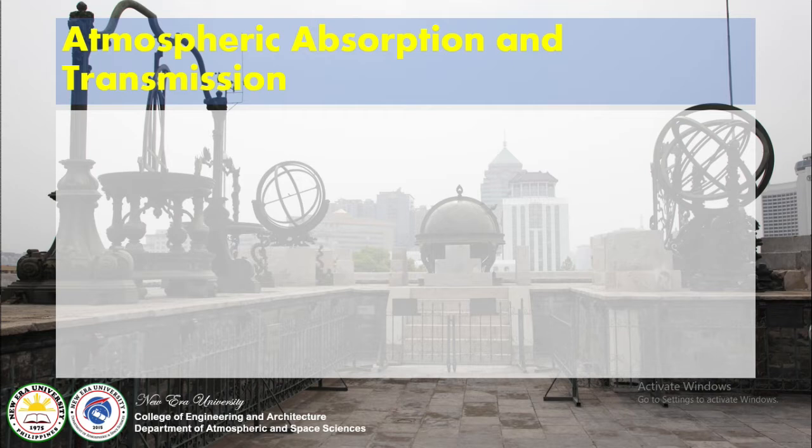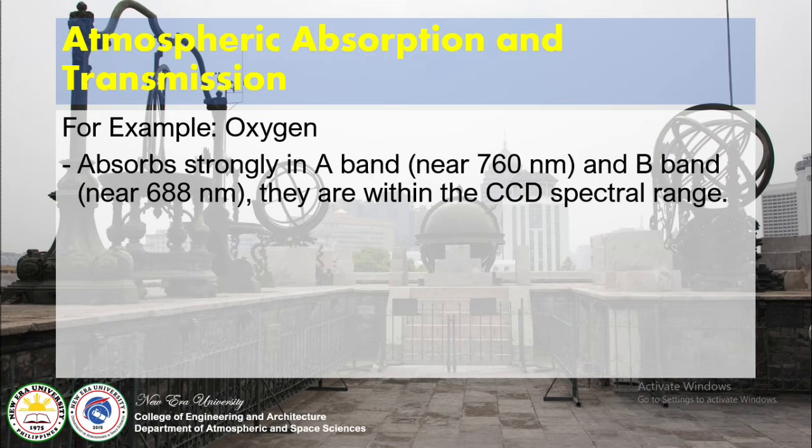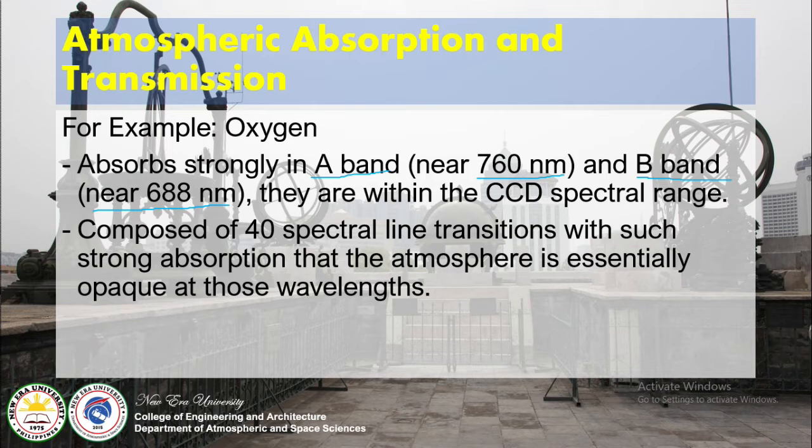Now, what are the particles that affect atmospheric absorption and transmission? For example, oxygen. Oxygen absorbs strongly in the A band, which is near 760 nanometers, and the B band near 688 nanometers. So, they are within the CCD spectral range. It is composed of 40 spectral lines with such strong absorption that the atmosphere is essentially opaque at those wavelengths.